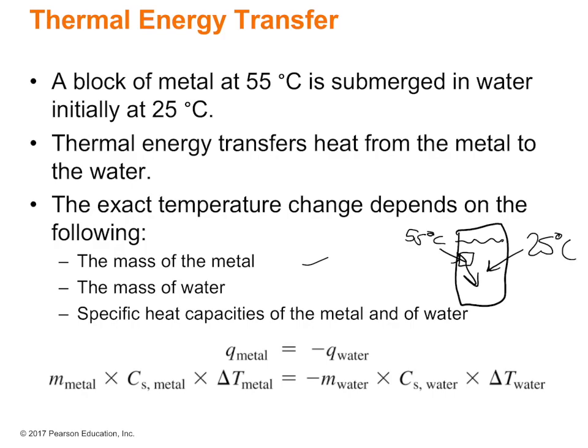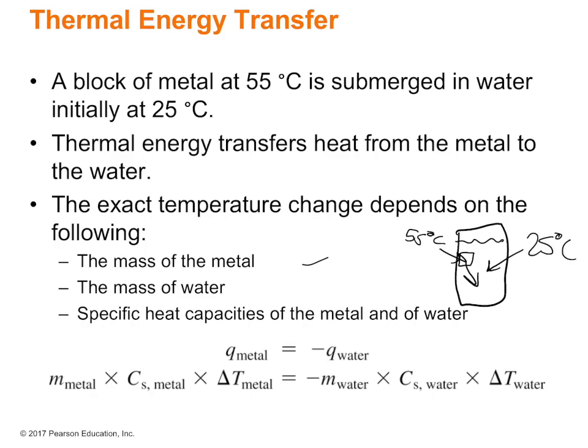The exact temperature change depends on the following. It depends on the mass of the metal, the mass of the water, and the specific heat capacities of both the metal and the water. So the metal becomes cooler and the water becomes warmer until the two substances reach the same temperature. Remember, this is called thermal equilibrium.